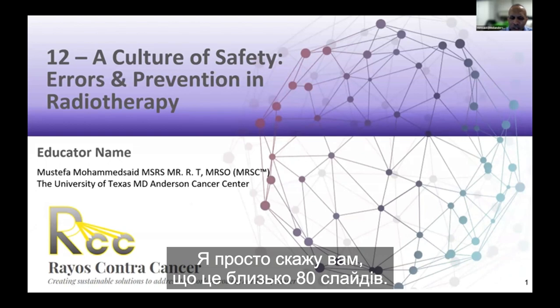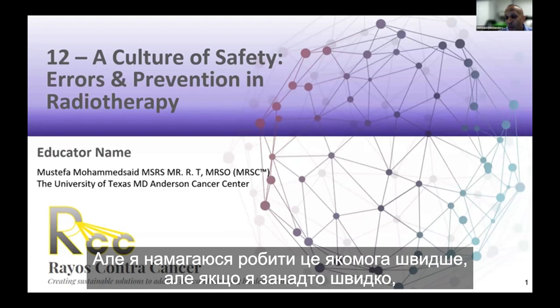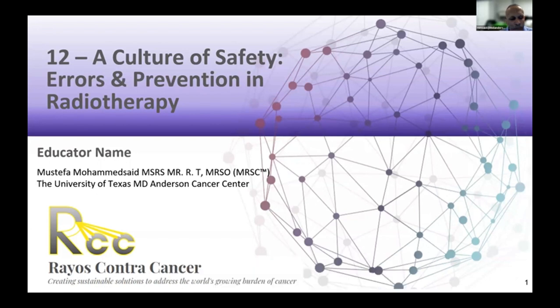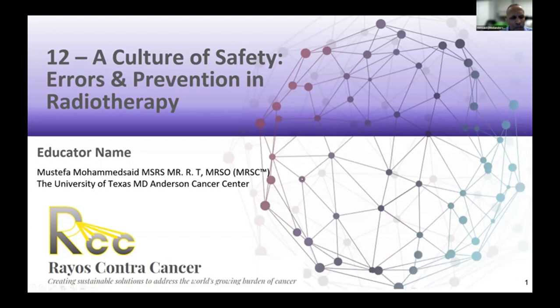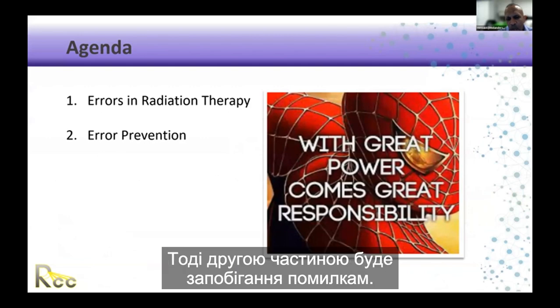It's a long lecture today. I'm just going to tell you it's about 80 slides. That's a lot of slides. But I'm trying to do it as fast as I can, and if I'm too fast, let me know to slow down, okay? Here we go. I'm trying to cover what's important in this. So our topic: first, we're going to start with error in radiation therapy. Then the second part is going to be error prevention.